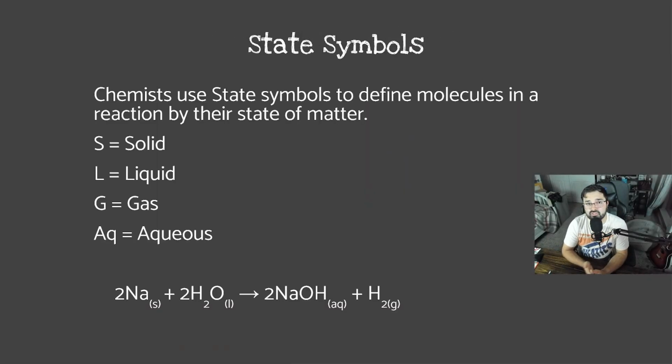So chemists use state symbols to define molecules in a reaction by their state of matter. S is solid, L is liquid, G is gas, and then probably a new one for you, AQ is aqueous. We'll talk about that in a second. And you can see in this sample equation 2 moles of solid sodium react with 2 moles of liquid water to form 2 moles of aqueous sodium hydroxide and 1 mole of hydrogen gas.